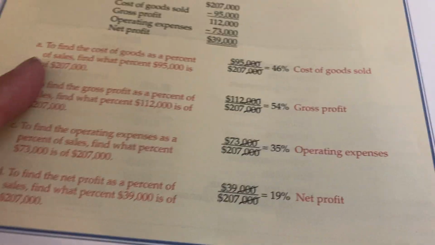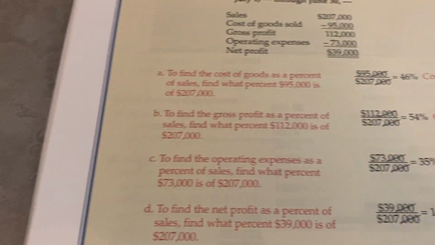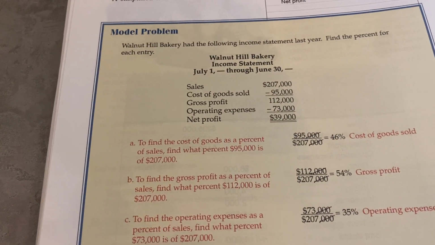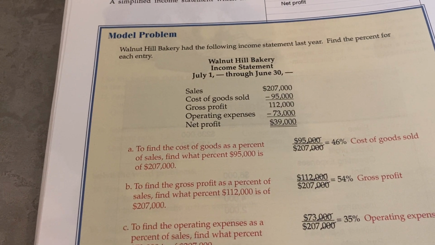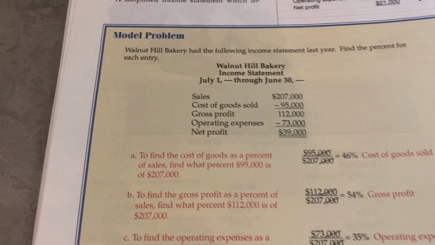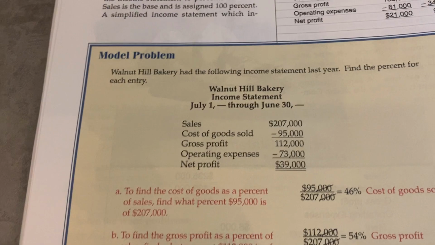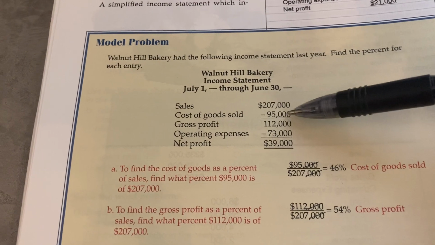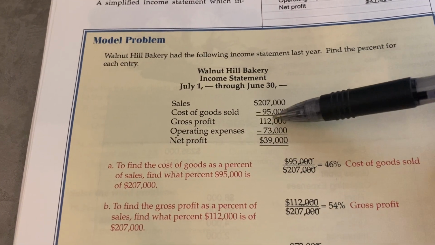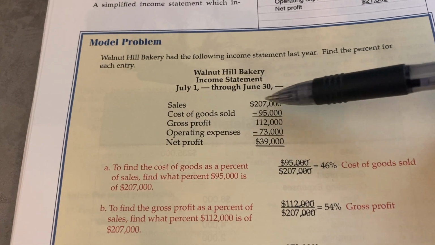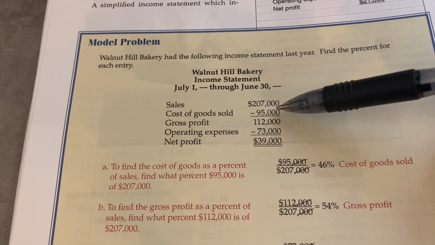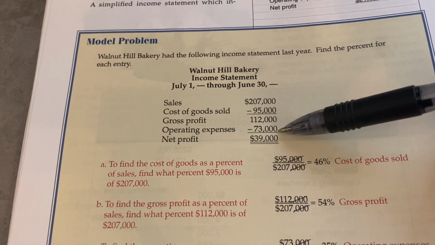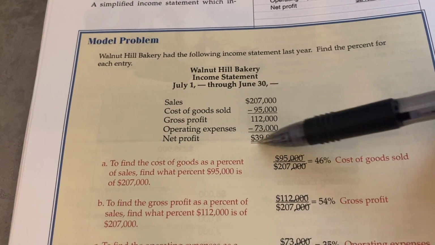So let's look at a model problem from that. Walnut Hill Bakery had the following income statement last year, and we need to find the percent for each. A lot of times they'll just change it to percent. 100% would be the 100% of the income, right? So here's what you have. You have your sales. You have your cost of the goods sold. This is what the goods cost; you had to buy them wholesale. Your gross profit was 112,000, and then the operating expenses are 73,000. So really, your net profit was 39,000.